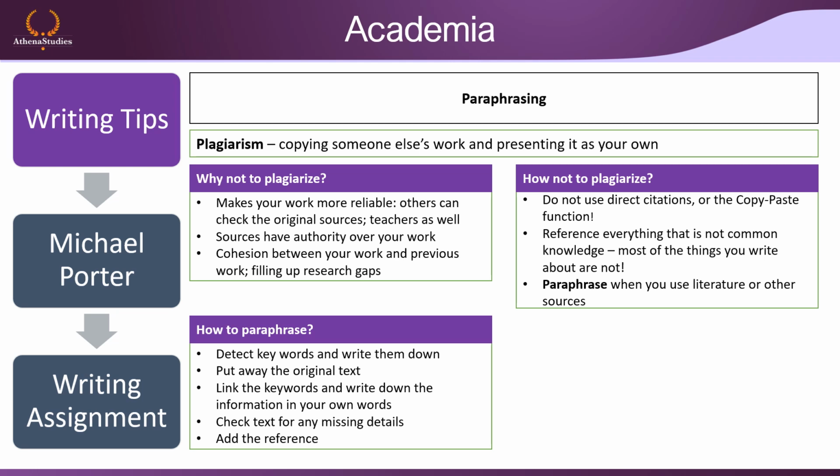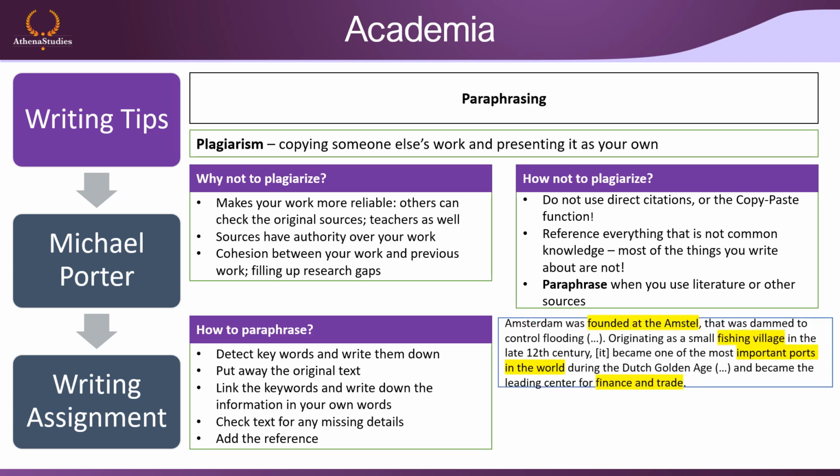Now we're going to have a short example so that I can show you how exactly you can properly paraphrase. Here we have this excerpt. It's taken from Wikipedia, but only for the purpose of finding out what paraphrasing is. Wikipedia, as you know, is not a credible source, so you're not supposed to be using it. But here the text goes: Amsterdam was founded at the Amstel that was dammed to control flooding.